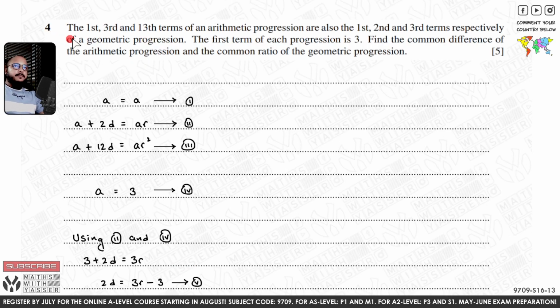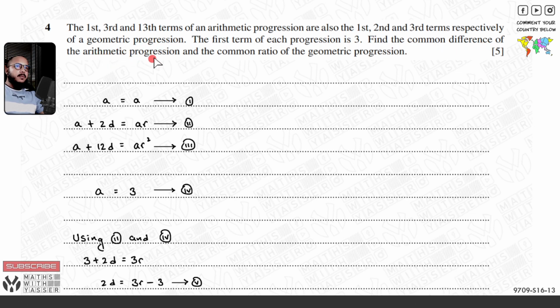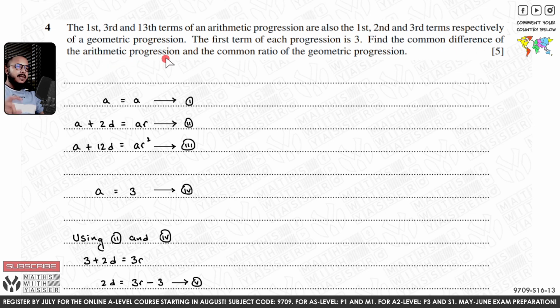Question number 4. The first, third, and 13th terms of an arithmetic progression are also the first, second, and third terms, respectively, of a geometric progression. The first term of each progression is 3. We need to find the common difference of the arithmetic progression, which is d, and the common ratio of the geometric progression, which is r.